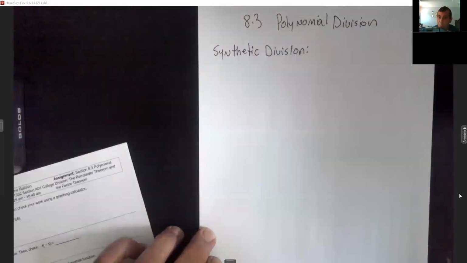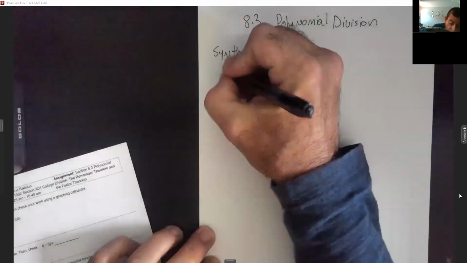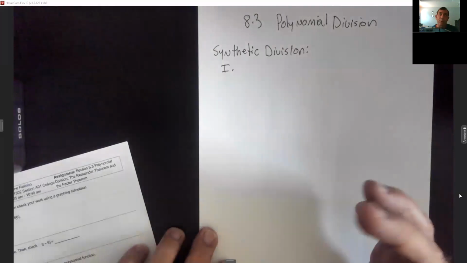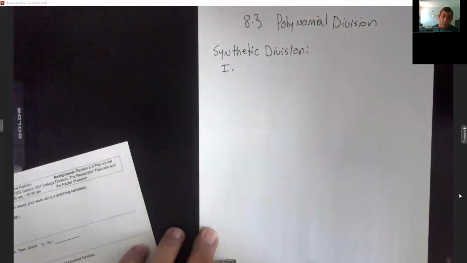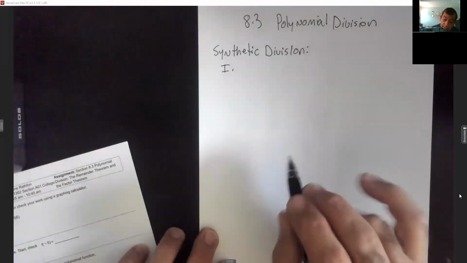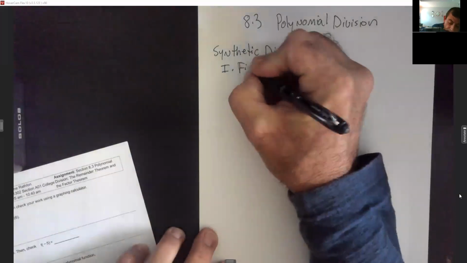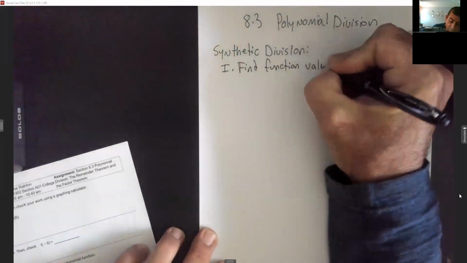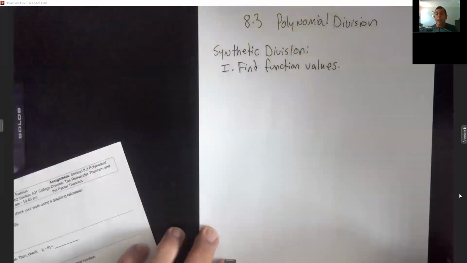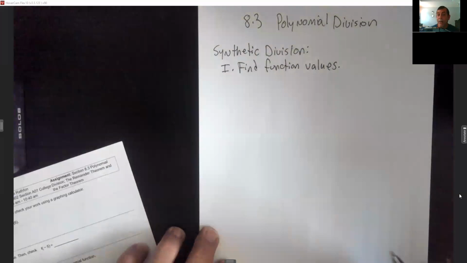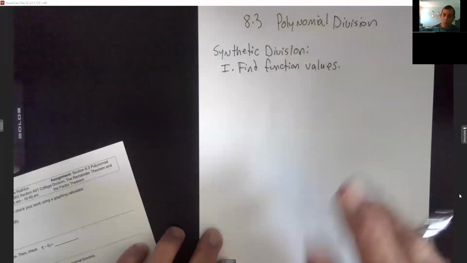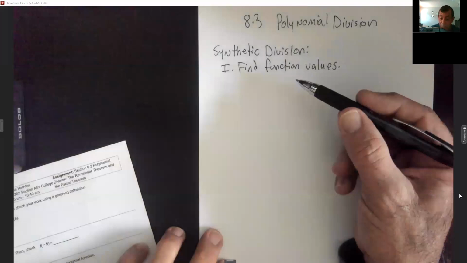Okay, so three things we'll use synthetic division for. Well, in this class, we'll just use it for two of them since this is just regular college algebra. So two things we're going to use it for in this class is to find function values. And that'll be like find f of 2 or f of 3 like we were doing before. And before we had to plug the number into the function to figure out the value. So I'll show you another way using synthetic division to do that.